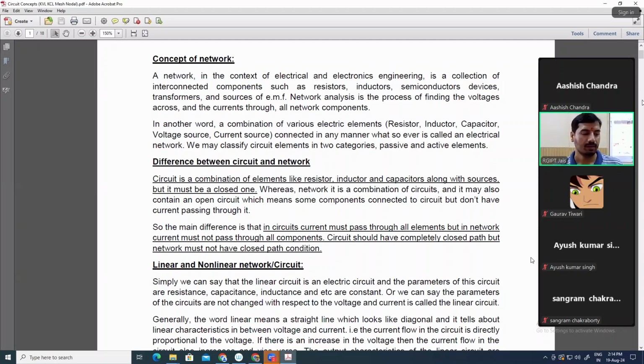Okay. So now we will start our basic topic, starting with the network, the difference between circuit and network. Then we will see the types of elements. And after that, we will also see the circuit solving techniques.